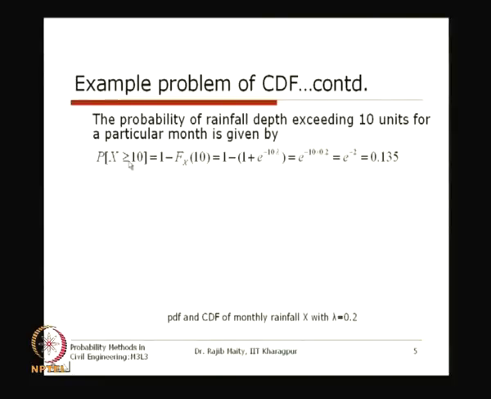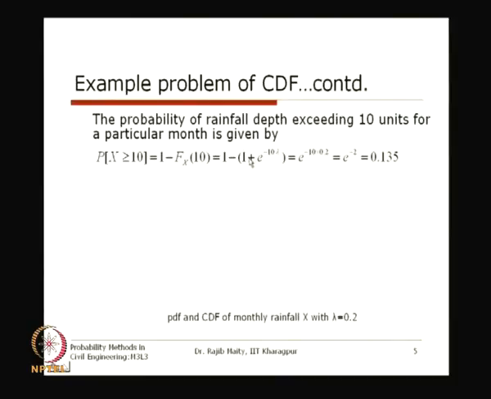Exactly the same thing has been done here. The probability of exceeding 10 units is equal to probability x greater than or equal to 10. So, x greater than or equal to 10 is nothing but 1 minus probability x less than or equal to 10, and probability x less than or equal to 10 is nothing but F_X(10). This F_X(10) we are directly getting from our probability density function.